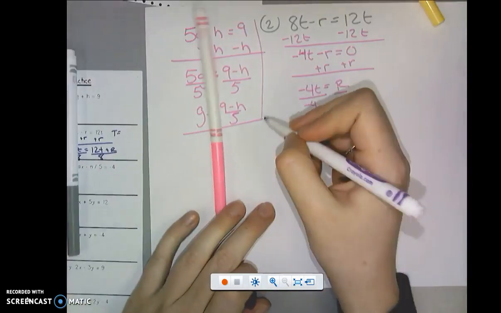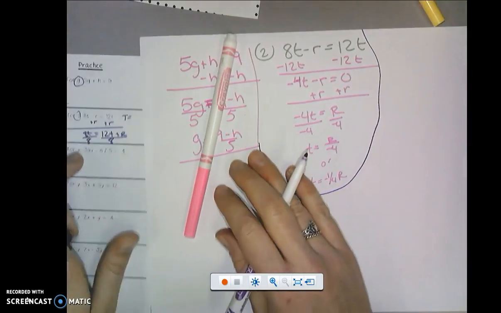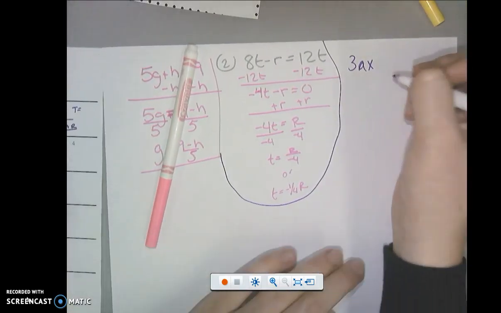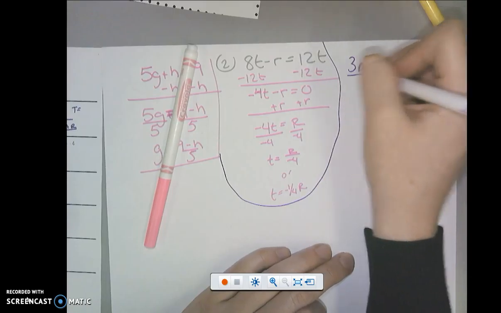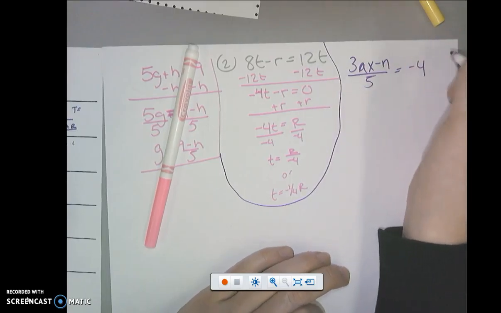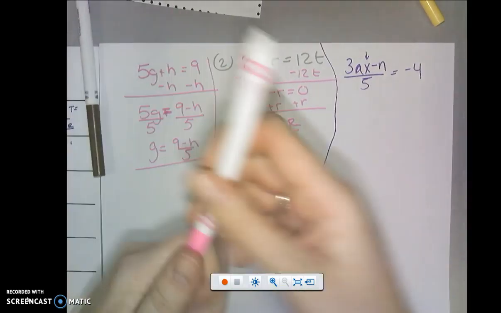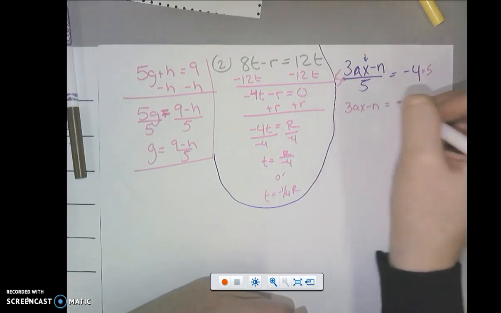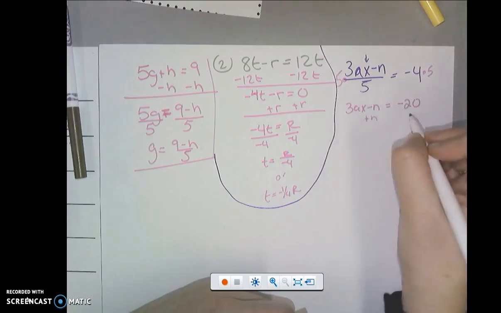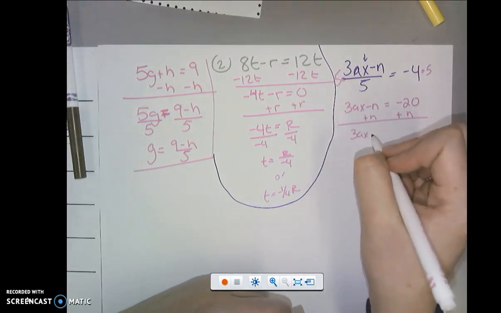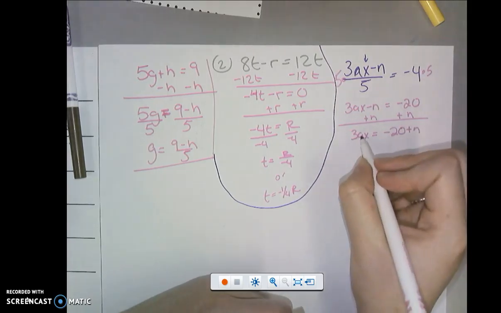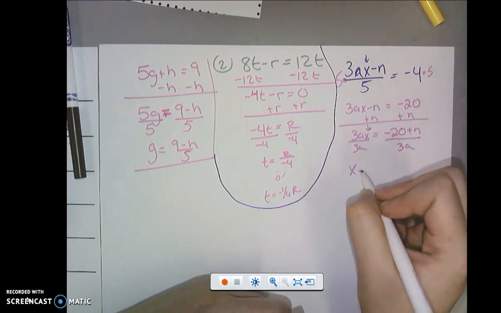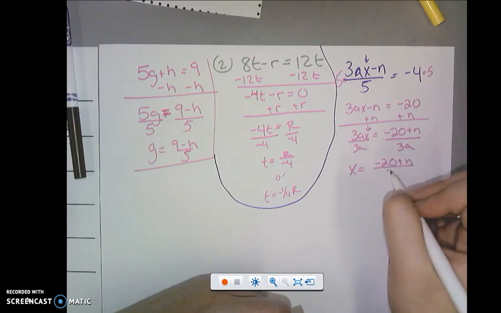Alright, question number 3. It's 3ax minus n divided by 5 equals negative 4. And we want to get x to be by itself. So first step, we want to multiply by 5. So 3ax minus n equals negative 20. Then I want to add n. 3ax equals negative 20 plus n. Now I want to get x to be by itself, so I'm going to divide by 3a. And I know x equals (negative 20 plus n) divided by 3a.